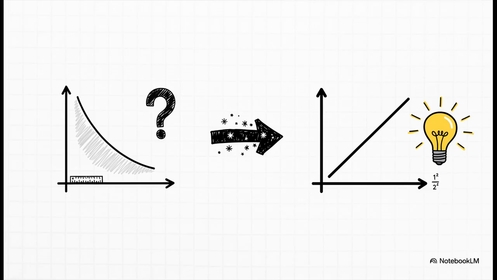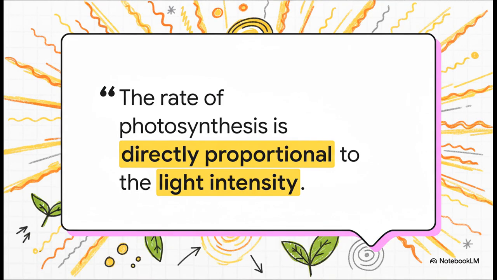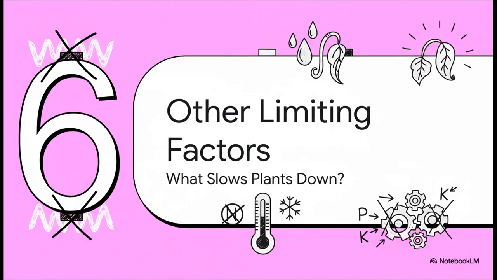When we take our bubble count and plot it not against distance, but against our new light intensity value, that puzzling curve magically transforms into a perfect straight line. The mystery is solved. This finally reveals the true relationship. Our initial hunch, that more light means more photosynthesis, was totally right. We were just measuring the wrong thing. Once we plot against light intensity instead of just distance, the pattern is crystal clear. The rate of photosynthesis is directly proportional to light intensity. So we've cracked the code for light.